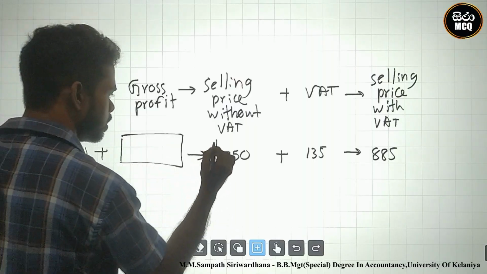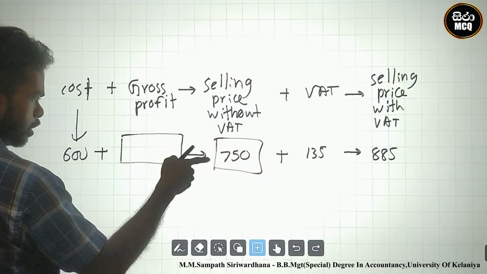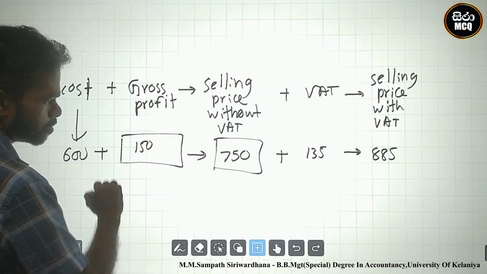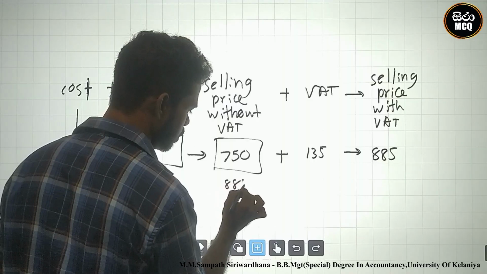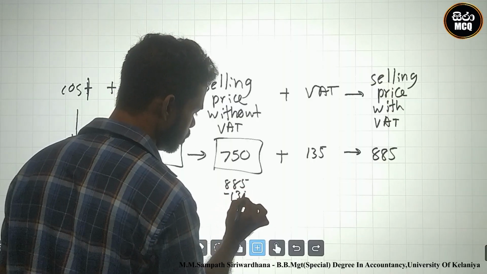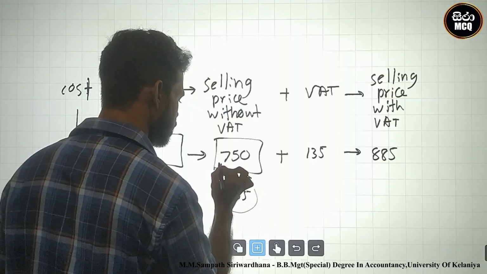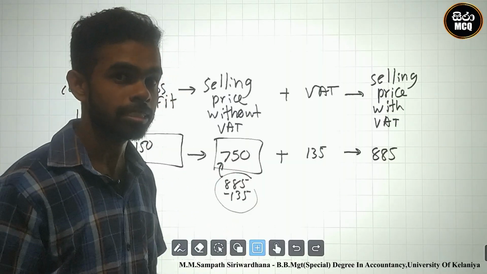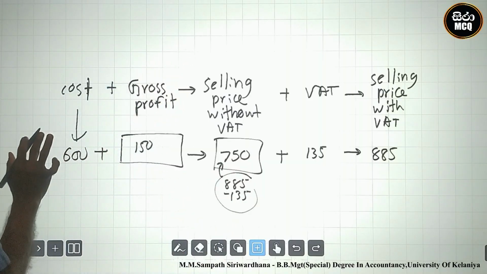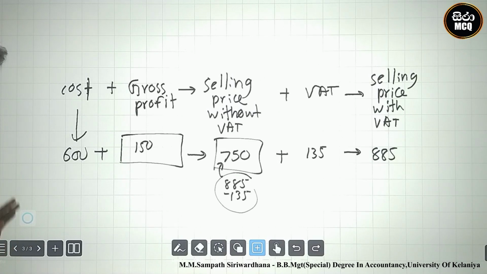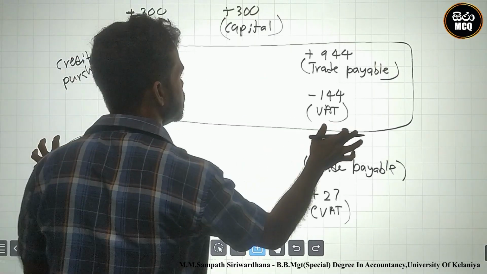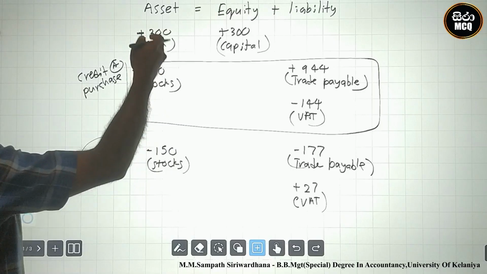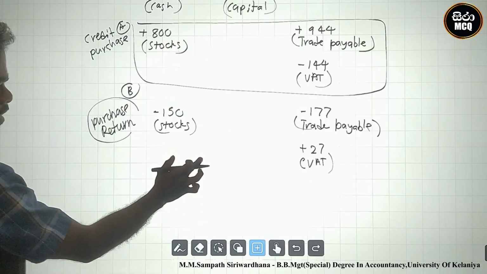What is the gross profit? Gross profit means the difference, which is 150. How can we identify 750? 885 minus 135. After that we can identify 750 as the selling price without VAT. Okay, this is the schedule. I can create the impact on the equation. The 600 cost must be deducted from assets. This is the asset column.